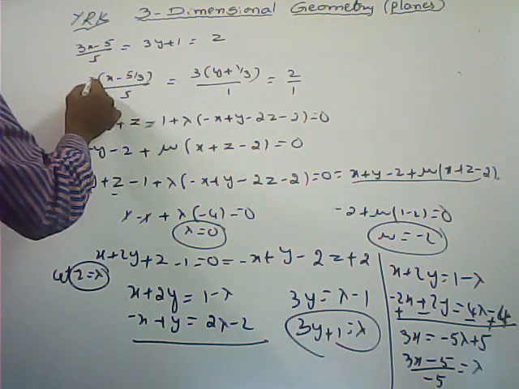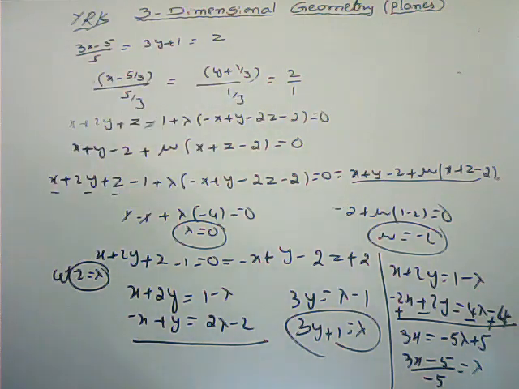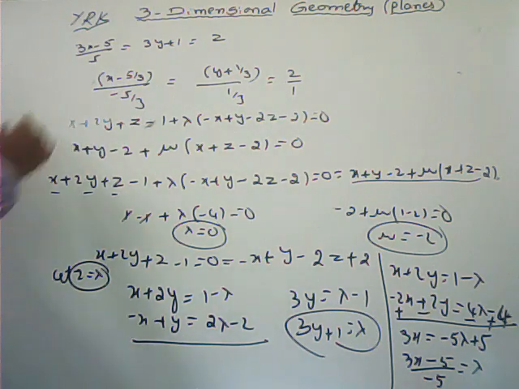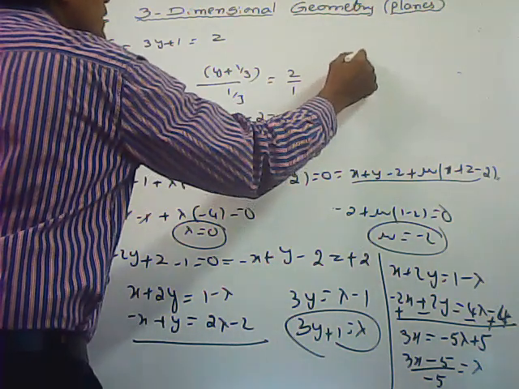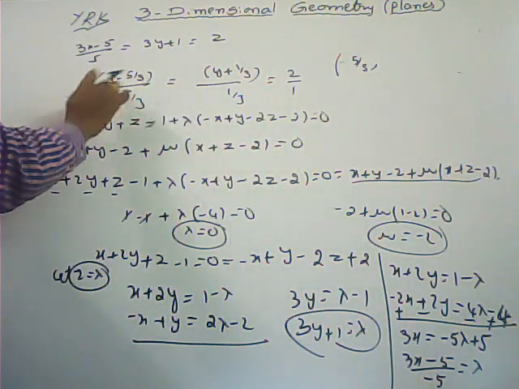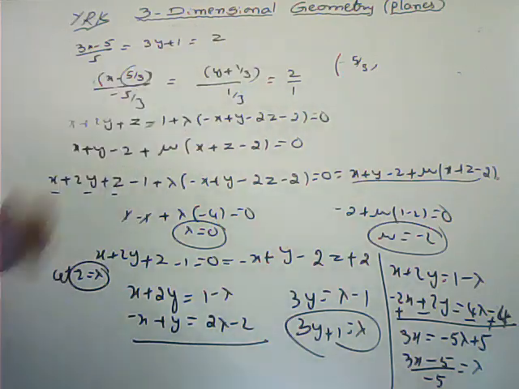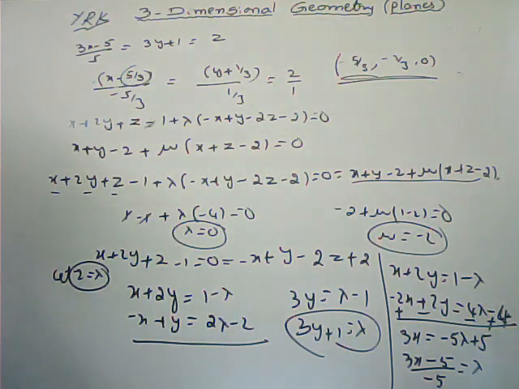Now this one I can write as 5 by 3. Here also I can write 1 by 3. Here minus 5 is there, here minus 5 is there. So the x value is 5 by 3. This one passes through the point; these are the DRs only. So x minus x1, y minus y1, z minus z1: 5 by 3, minus 1 by 3, comma 0. In the xy plane, the z coordinate should be 0 only. So that is the point of intersection: 5 by 3, minus 1 by 3, 0.